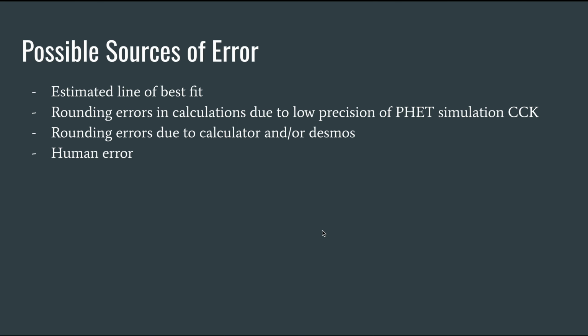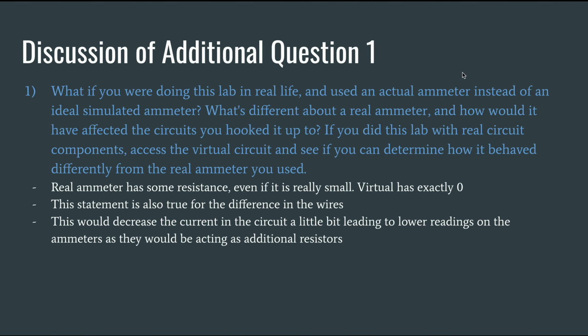Some possible sources for error there is that it was an estimated line of best fit. It could be some rounding errors due to the low precision of the simulation, rounding errors due to calculator or Desmos, and then also there's always a possibility of human error. So getting into the additional questions. Essentially, this one is saying, what if you use an actual ammeter instead of a simulated ammeter?